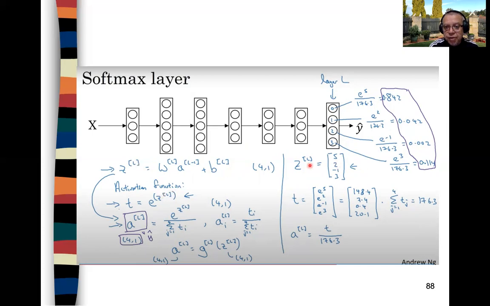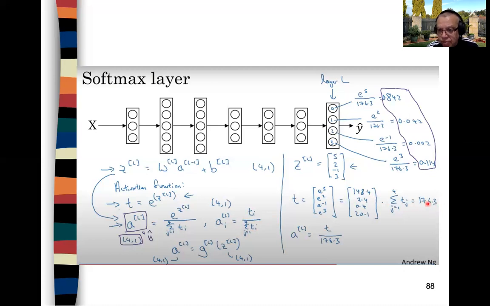For example, if the activation is given by 5, 2, minus 1, and 3, then after you feed it to the activation function, your T would be e to the power 5, e to the power 2, e to the power minus 1, e to the power 3. And then the output is given by this formula: you just divide by the sum of the Tis. If you use your calculator, you get these Tis, and you sum them.